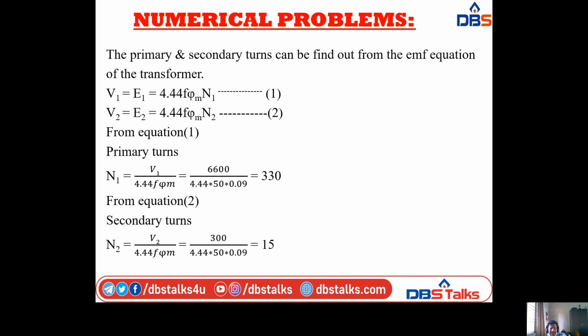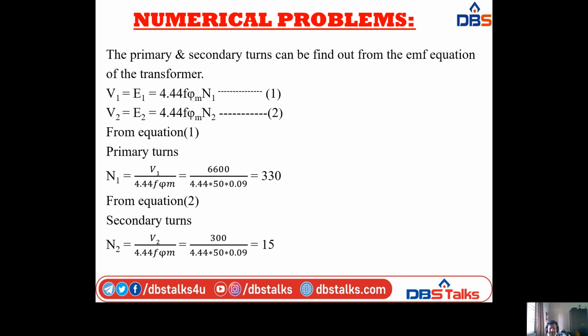We know the EMF equations of a transformer. E1 is equal to 4.44 F phi m N1. From that you have to determine N1. N1 is equal to E1 by 4.44 F phi m. And the secondary induced EMF E2 is equal to 4.44 F phi m N2. From that, N2 is equal to E2 by 4.44 F phi m.